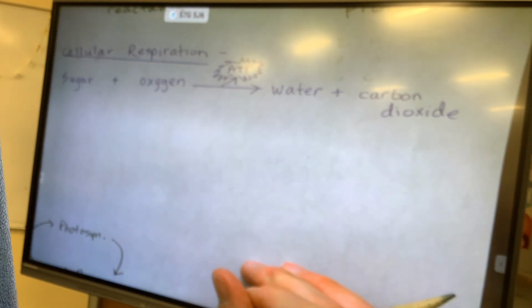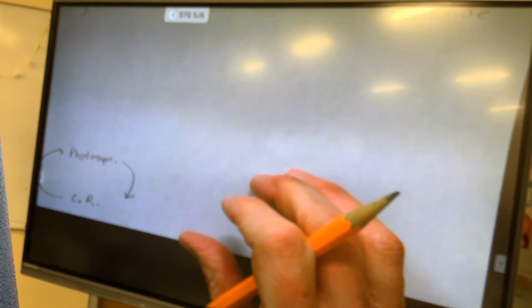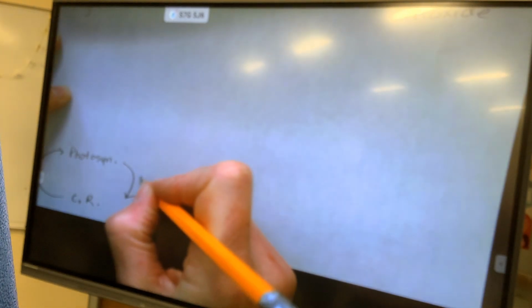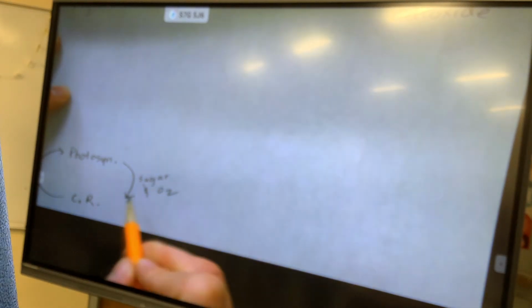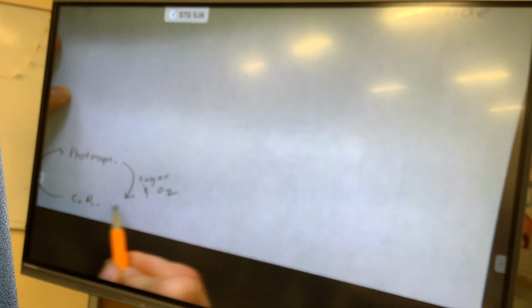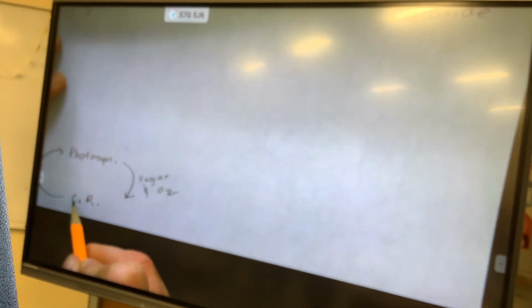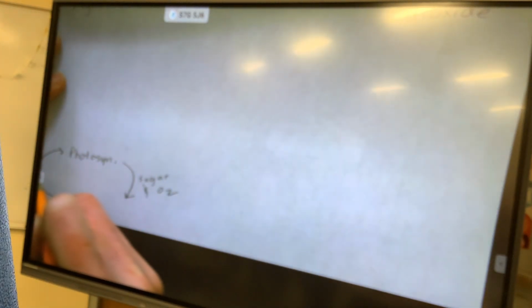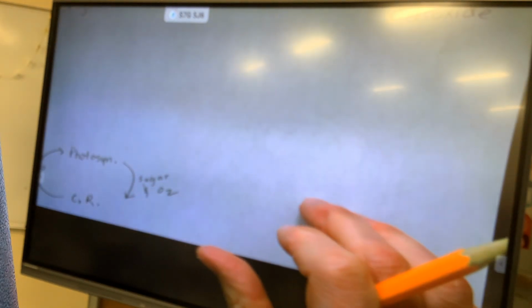Because, can you go down? Yeah, the products of photosynthesis, which are sugar and oxygen, are required for cellular respiration. And then what comes out of cellular respiration, which is the CO2 and the water, they're required for photosynthesis. So there's a cycle going on here.